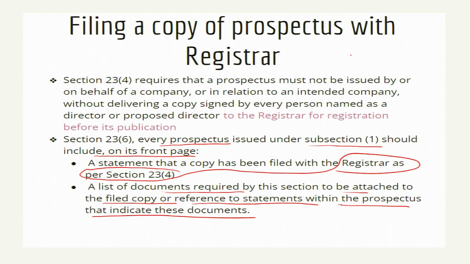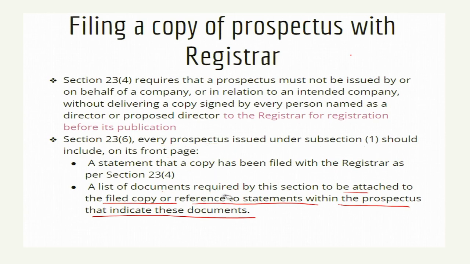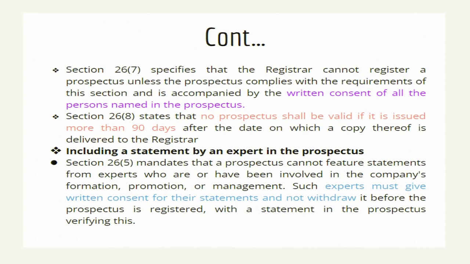So, two things are very important. One thing, you submit a copy to the ROC. Second thing, you comply with all requirements. If you fulfill both conditions, it means you serve the fruitful purpose of issuing the prospectus, and then that is not challengeable in any court if you fulfill these requirements.